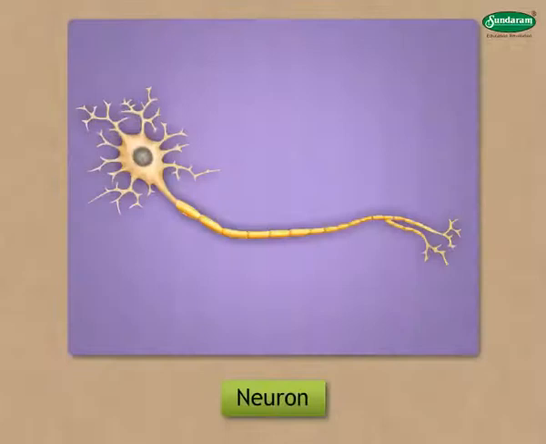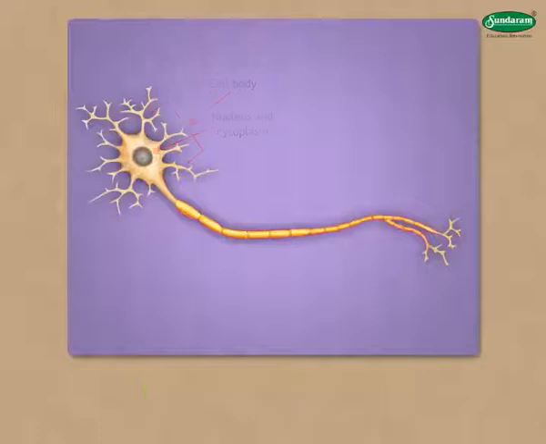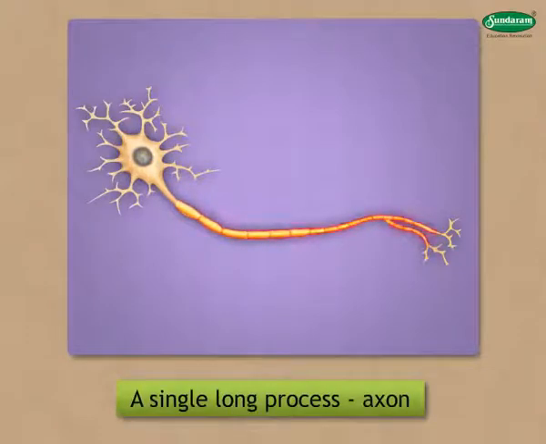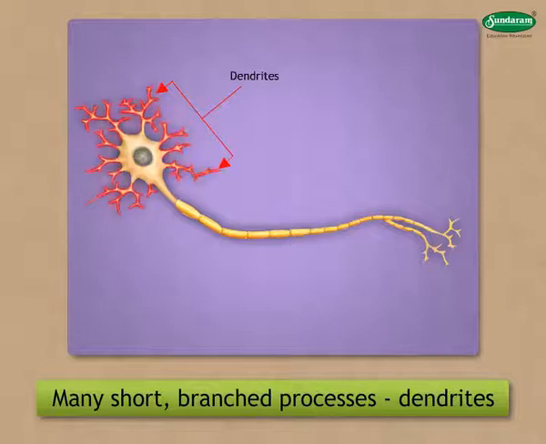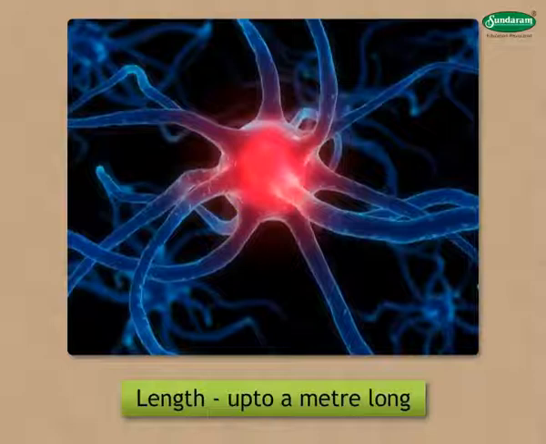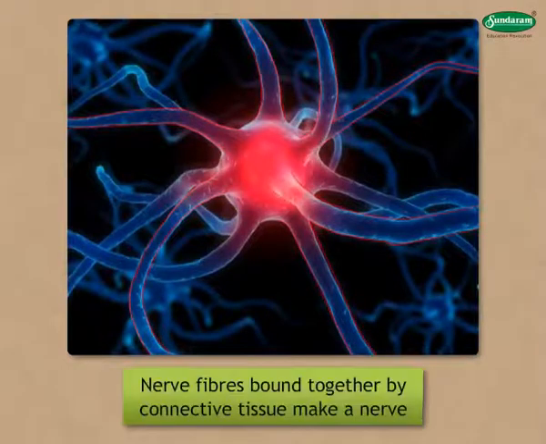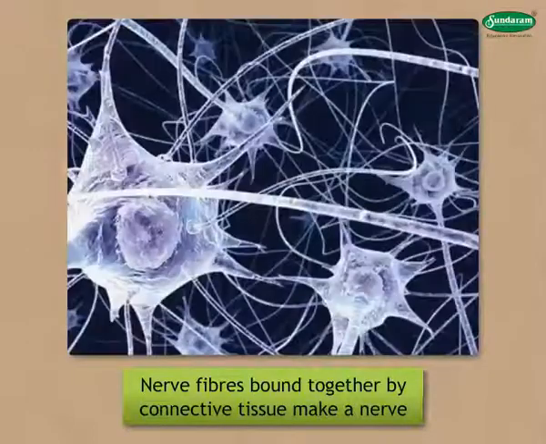A neuron consists of a cell body with a nucleus and cytoplasm from which long, thin, hair-like processes arise. Usually, each neuron has a single long process called axon and many short branched processes called dendrites. An individual nerve cell may be up to a meter long. Many nerve fibers bound together by connective tissue make a nerve.